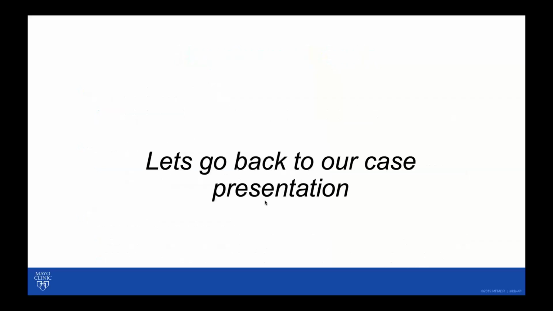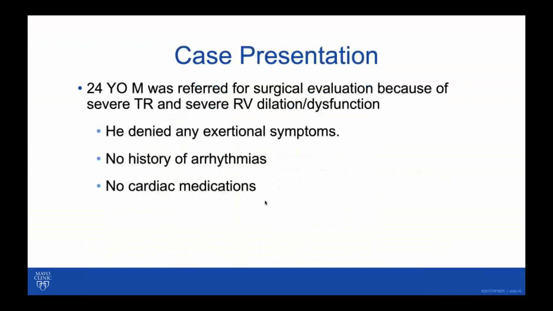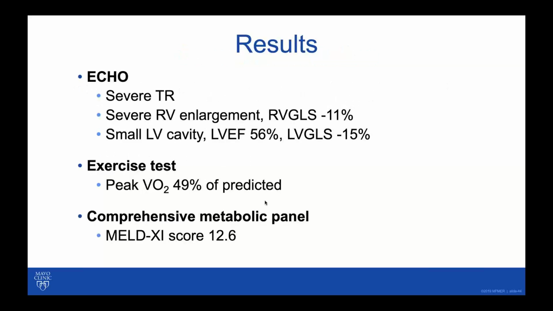So let's go back to our case presentation. If you remember, the 24-year-old man, with severe TR and no symptoms. He's not on any medication. And we showed that this patient had severe TR, RV enlargement and dysfunction. And again, he has the classic occult LV dysfunction phenotype. So a small, underfilled left ventricle, which erroneously makes the EF appear normal when the strain is low.